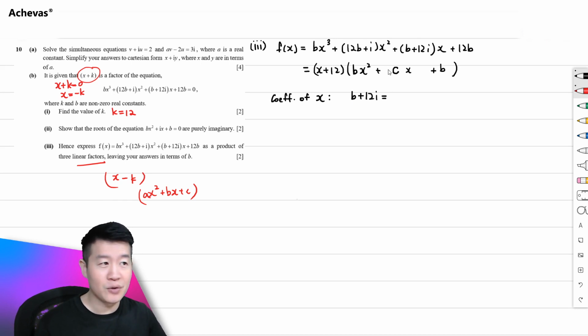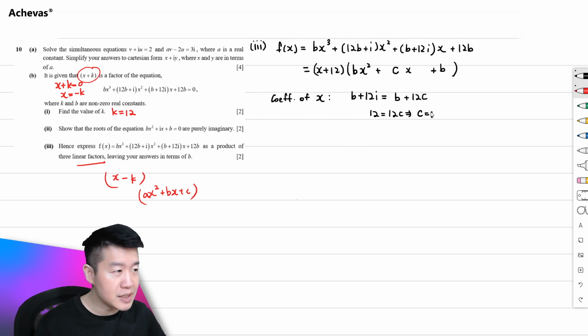On the right hand side, what is the coefficient of x? How am I going to be getting the coefficient of x? It will be x times b, correct? So the coefficient is going to be b. Then the other one is going to be 12 times cx, so plus 12c. So the coefficient of x on the right hand side is going to be b plus 12c. Comparing to this, that means 12i is going to be equal to 12c, so c must be equal to i.